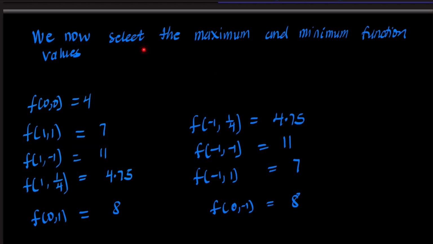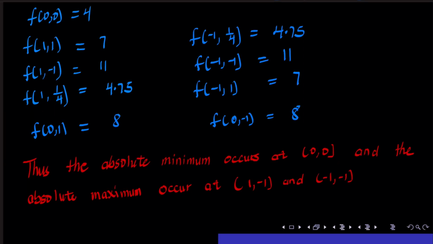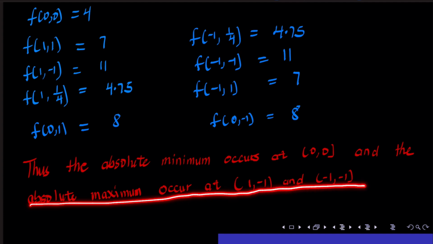Last step is to select the maximum and the minimum function values. So here we can see that the minimum function value is 4, and it occurs at the point (0, 0), and the maximum function value is 11, and it occurs at 2 points. Thus (1, -1) and (-1, -1). Hence our conclusion will be the absolute minimum occurs at the point (0, 0), and the absolute maximum occurs at the points (1, -1) and (-1, -1).